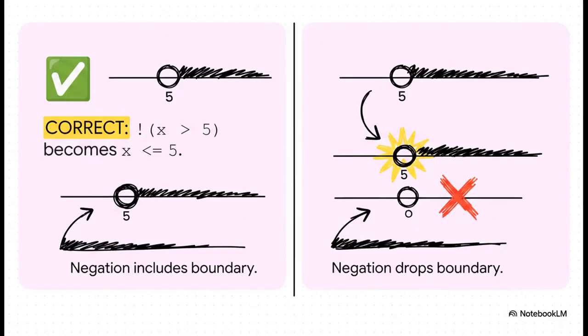Okay, listen up, because this is probably the single biggest trap on the exam. When you negate x greater than 5, the opposite is not x less than 5. That's wrong. The opposite of greater than is less than or equal to. You have to include that boundary. Don't drop the equal sign. It's a super common mistake, so don't let it be yours.